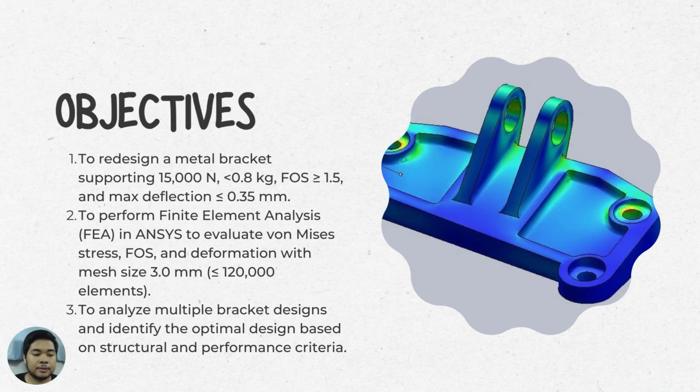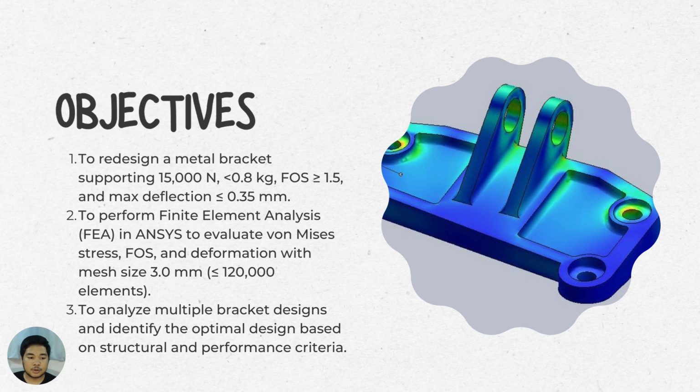Next, the objectives. The objective of this project is to redesign a metal bracket supporting 15,000 Newton, and the mass of the bracket must be below 0.8 kilogram and need to achieve the factor of safety more than 1.5. And lastly, the max deflection for the bracket must be below 0.35 mm.